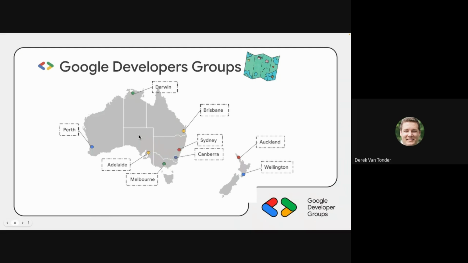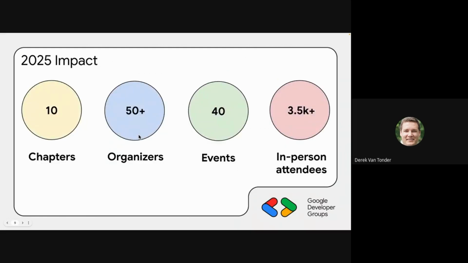Across Australia and New Zealand, we have really thriving and active GDG communities for professional developers. Not only do we have one in Melbourne, Sydney, and Brisbane, we have one in Hobart, Darwin, Wellington, and Perth, you name it. There are a total of 10 chapters led by more than 50 organizers. And to date, they have hosted more than 40 events, and more than 3,500 developers joined in person across Australia and New Zealand.